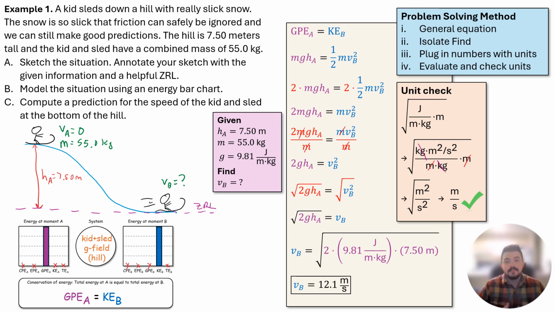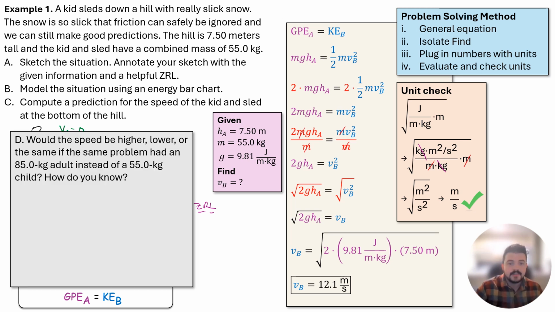Following the whole problem-solving method as highlighted in the blue box at the top. The last part of this question is going to pop up now. And the last part of this question asks, would the speed be higher, lower, or the same if this same problem was given to an 85.0 kilogram adult instead of a 55.0 kilogram child, and how do we know?